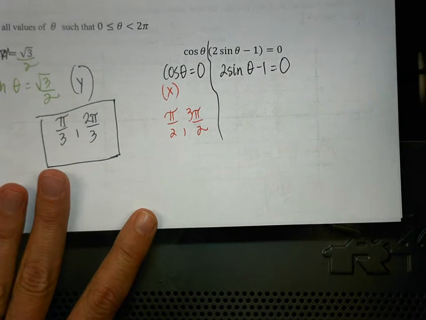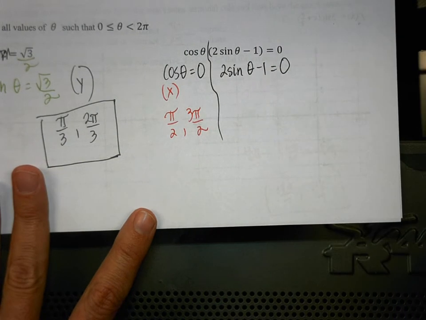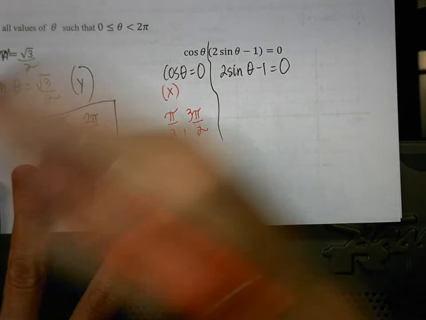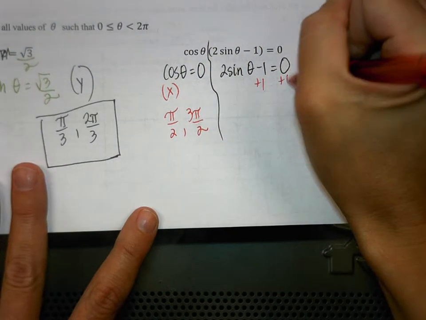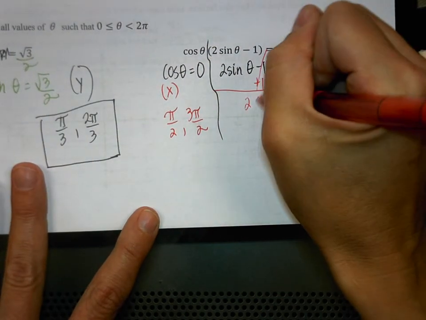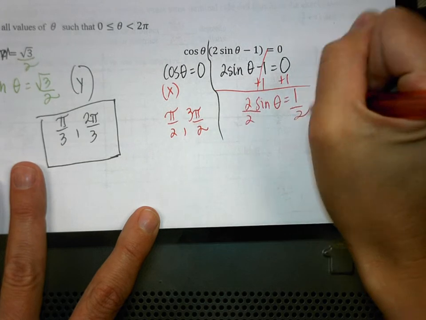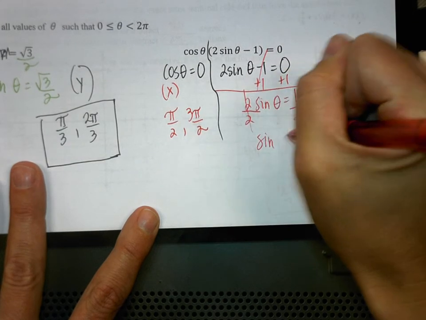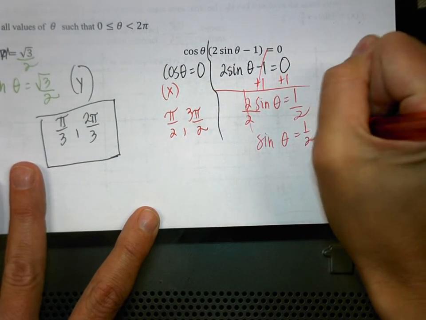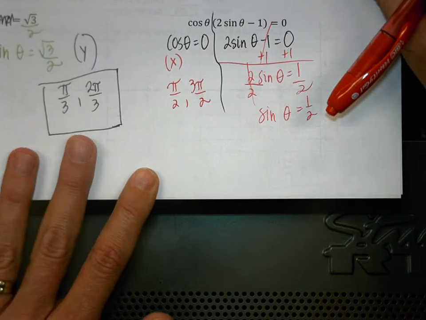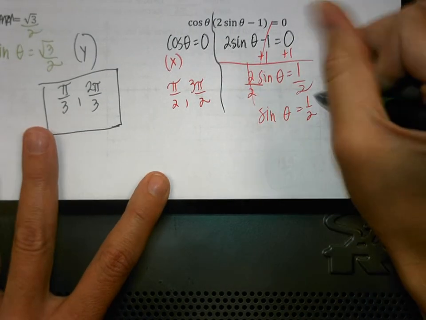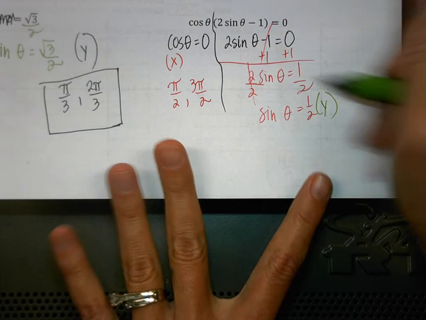This one, sine is not by itself, so what am I going to do? You would add 1 to both sides. Good, add 1 to both sides. Then you divide by 2. 2 sine of theta equals 1, divide by 2 to both sides. Then you get sine equals 1 over 2. Sine is dealing with the y value. Sine is positive, it's a positive 1/2.